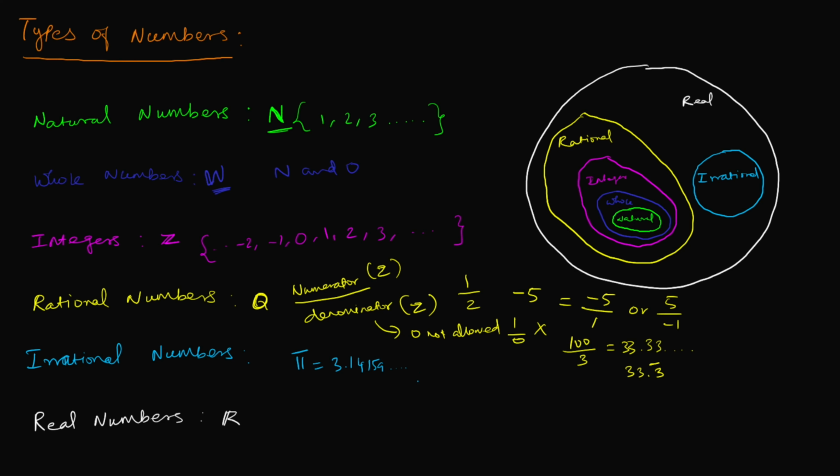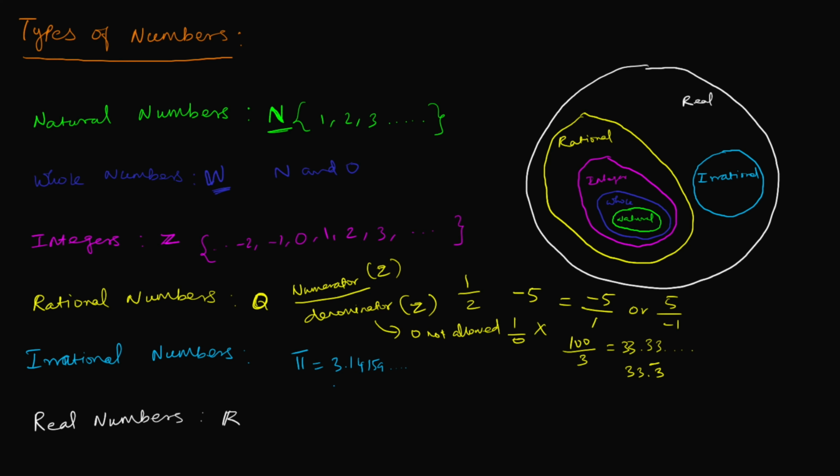Remember, one important thing that we need to keep in mind is that an irrational number cannot have repeating numbers in its decimal part. If it does, then it's not an irrational number.